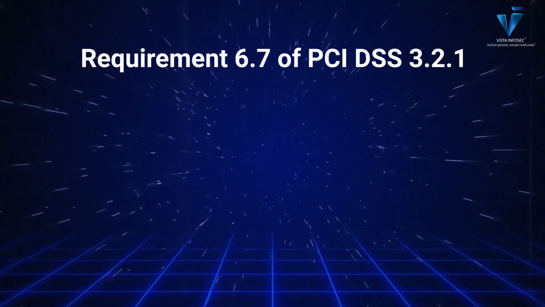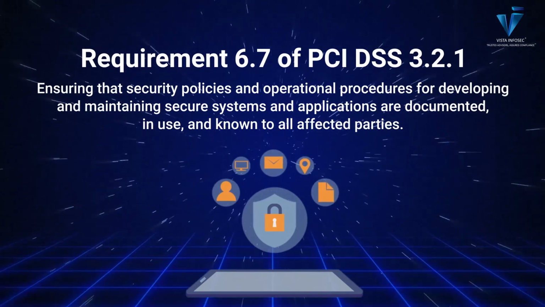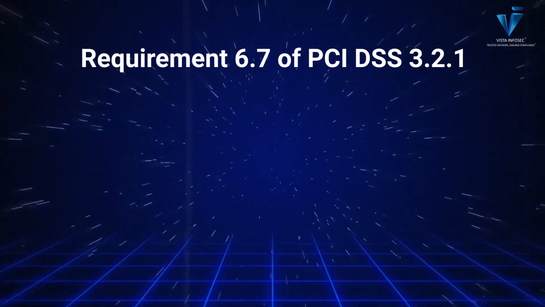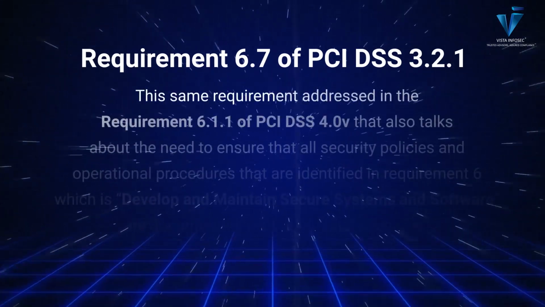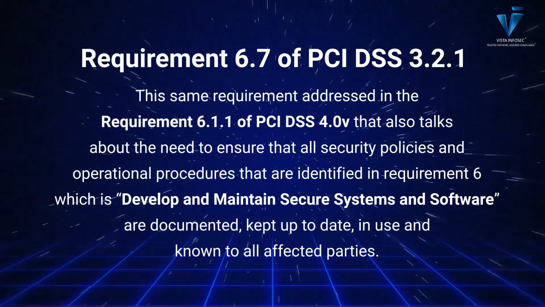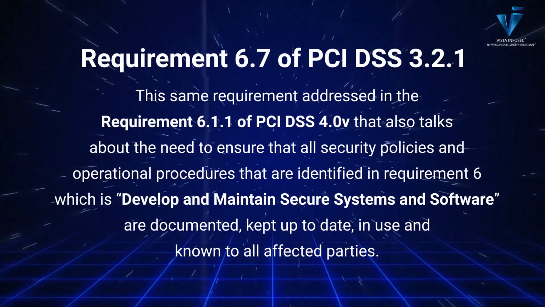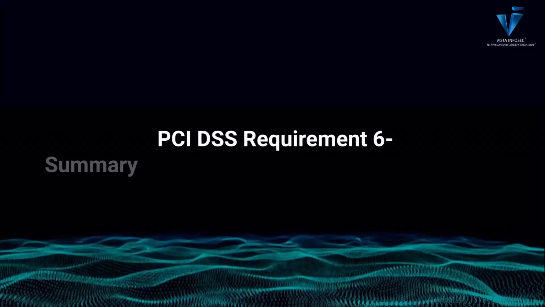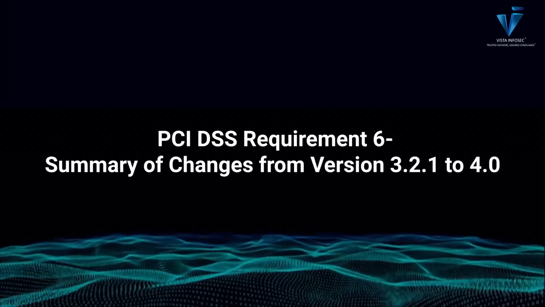And then requirement 6.7 of PCI DSS 3.2.1 mentions ensuring that security policies and operational procedures for developing and maintaining secure applications and systems are documented, in use, and known to all affected parties. Now, the same requirement is addressed under requirement 6.1.1 of PCI DSS 4, which also talks about the need to ensure all security policies and operational procedures identified in requirement 6, which is develop and maintain secure systems and software, are documented, kept up to date, in use, and known to all affected parties. So, dear friends, with this we close the summary of changes for requirement 6 from PCI DSS 3.2.1 to version 4.